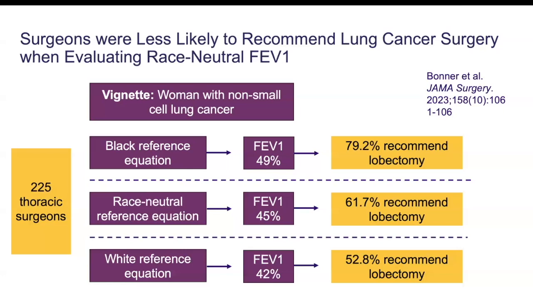The study found that surgeons randomized to the White reference equation were less likely to recommend lobectomy than those using the Black reference equation. This group was more likely to recommend wedge resection or radiation, which have worse clinical outcomes for patients. Untangling the clinical impact of race-neutral versus race-specific reference equations will be an ongoing issue, especially given the March 2023 American Thoracic Society recommendations to use race-neutral reference equations.